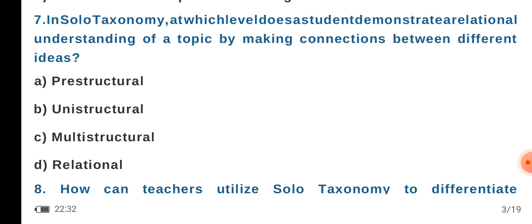relational. Explanation: at the relational level in SOLO Taxonomy, a student demonstrates a relational understanding of a topic by making connections between different ideas, indicating a higher level of understanding. Number 8.